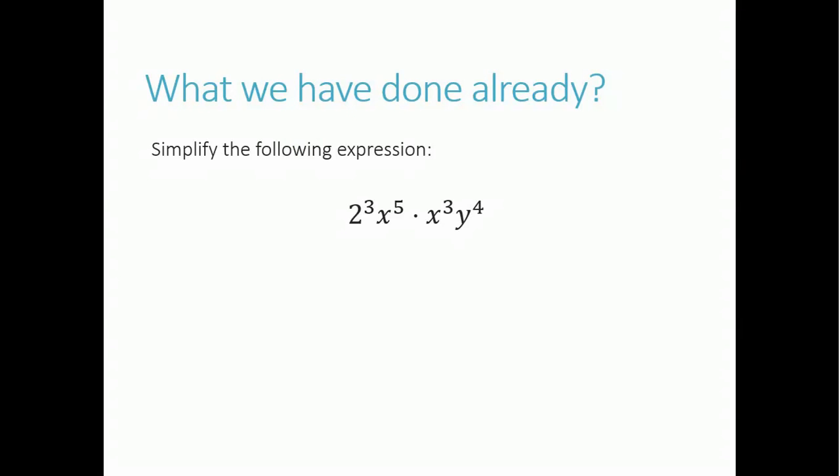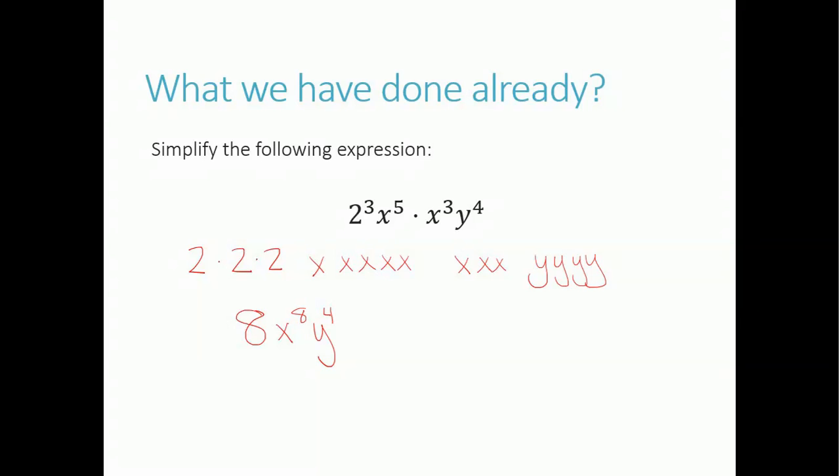So what have we done already? When we used those labels and matched up things, remember it said 2 to the 3rd, x to the 5th times x to the 3rd, y to the 4th, and I said, basically all this little exponent tells you is you need to write that many times. So that would be 2 times 2 times 2, and then x times x times x times x times x. Then I would have 3 x's and 4 y's. So we counted. We got 2 times 2 times 2, and we went, oh, that's 8. And how many x's do I have in all? 1, 2, 3, 4, 5, 6, 7, 8. 8 x's in all, and 1, 2, 3, 4 y's.